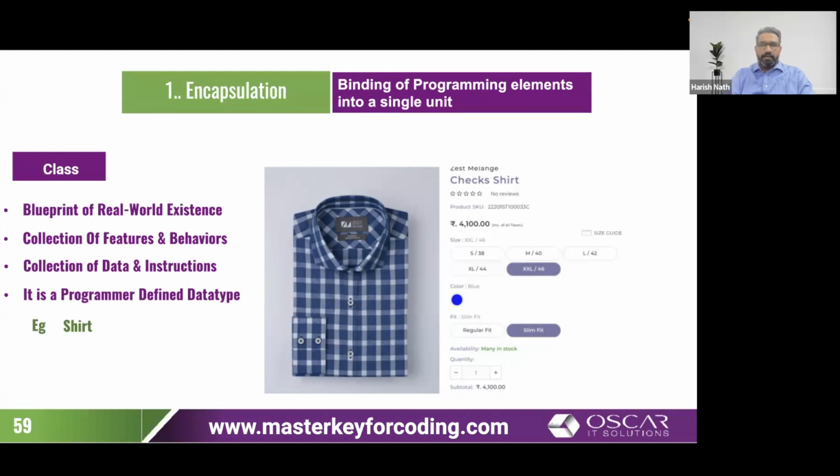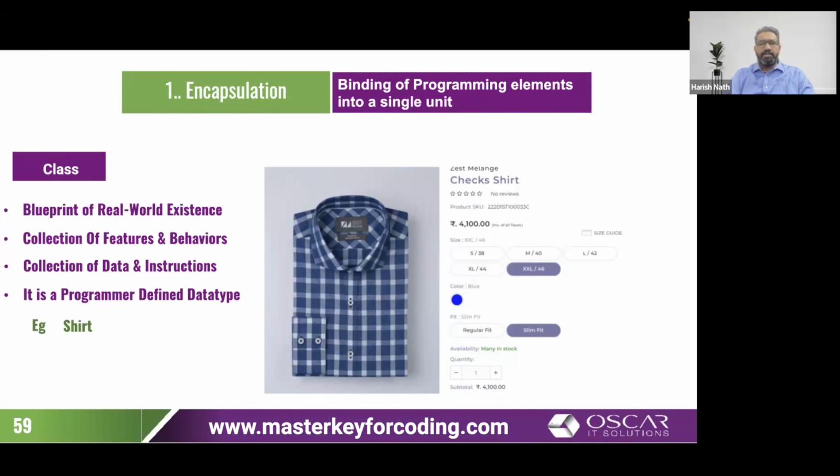No, not possible. The pattern is a different data type. Price is of a different data type. The fitting is of a different data type. All features are completely different. Each feature is of a different data type. Then how could I have a single value to represent a shirt? It is not possible. Hence, I have to create a new data type in order to represent a shirt. And then I mark this shirt as a class associated with some features and some behaviors.